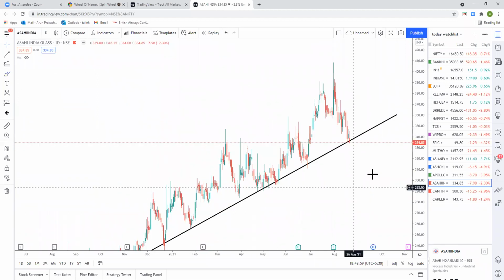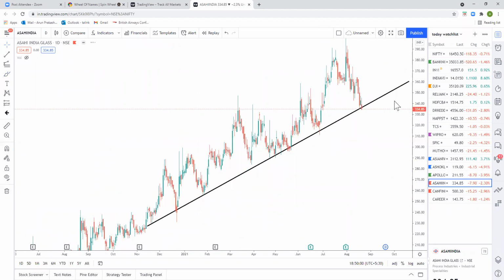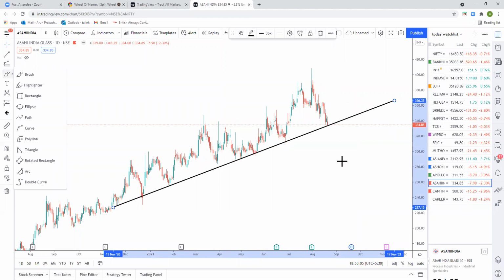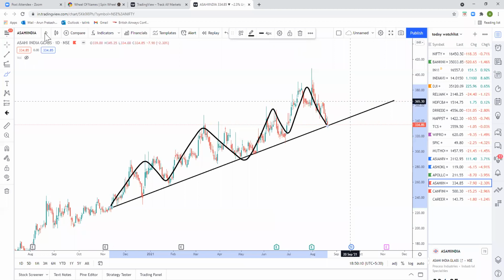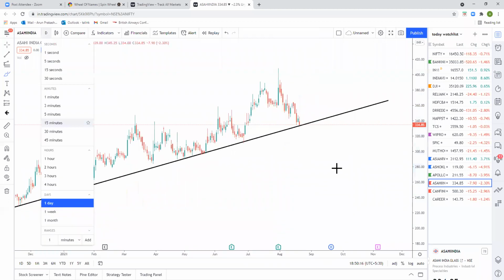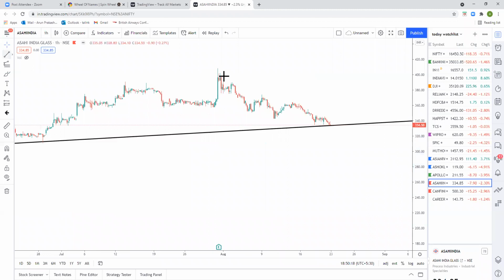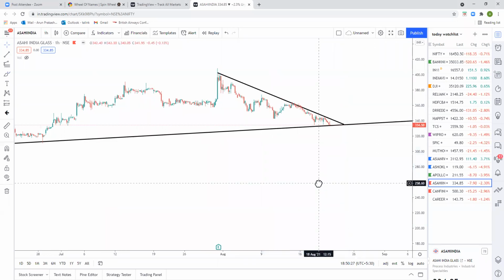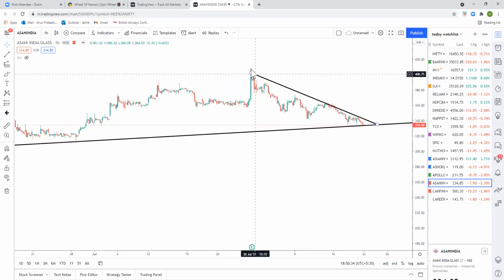So Asahi India Glass, again, a similar structure, I would say. At least it is in a beautiful uptrend, making higher highs and higher lows. It's not sideways. Now again in Asahi India Glass, I'll go and check the 1 hour. Now I'm having a trend line like this.